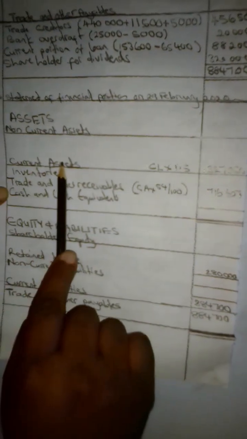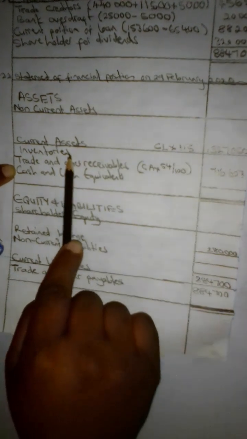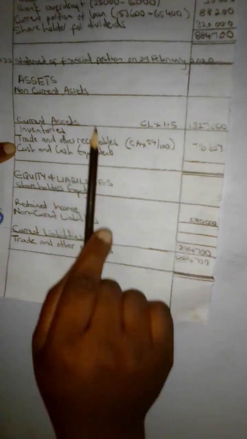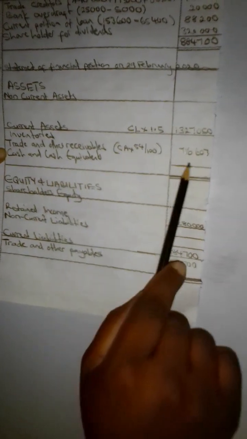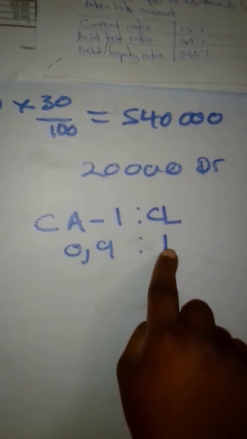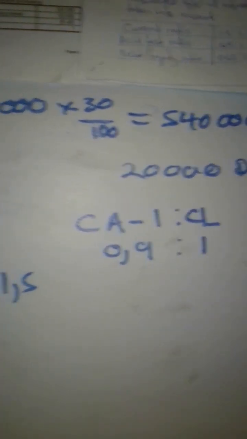So if we are saying current assets minus inventories, we are going to remain with trade and other receivables and cash equivalents. Okay, so let's find out how much that amount is, and then we'll safely be able to find the amount for the cash and the cash equivalents. So we are going to say it's 0.9 of the current liabilities. How much are the current liabilities?